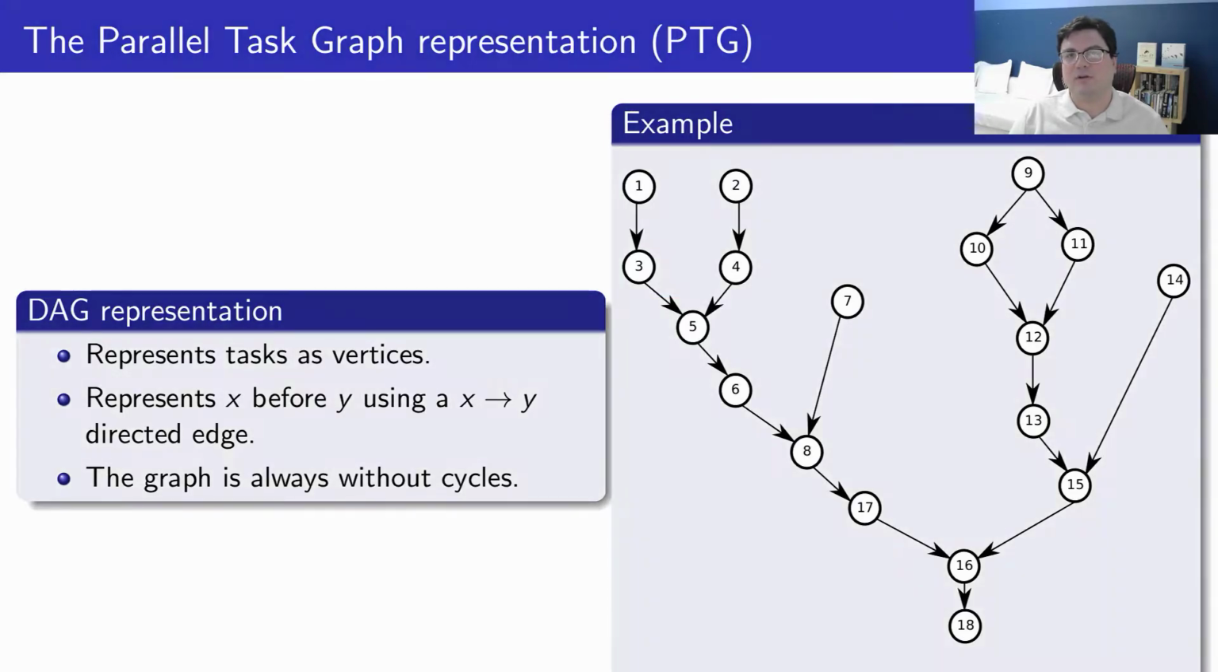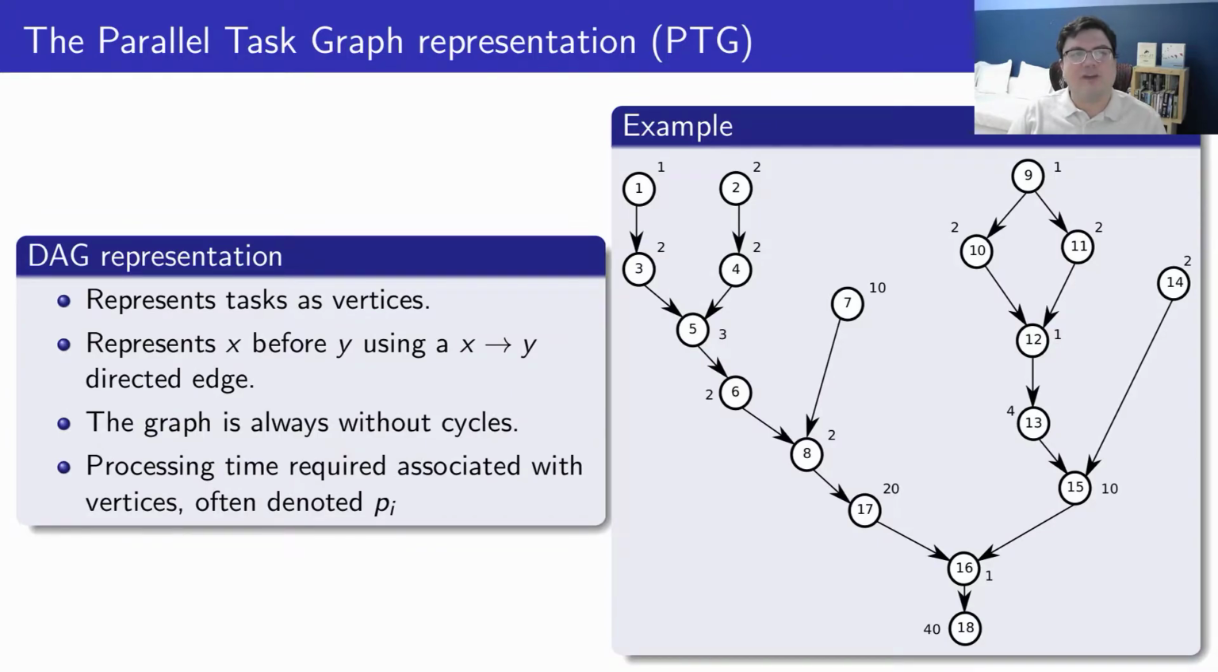The tasks are associated with a processing time, such that Pi is the processing time of task i. Here, P7 is 10. The processing time of a task is the time that the processor takes to execute that task, and tasks are assumed to be purely sequential.